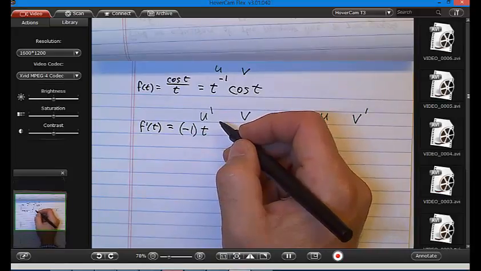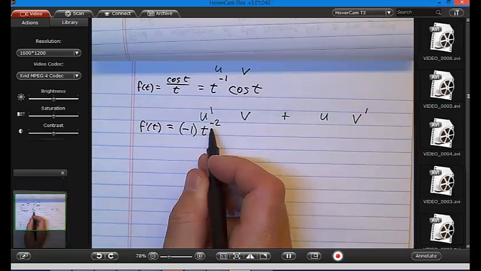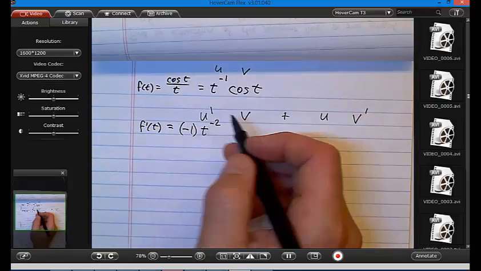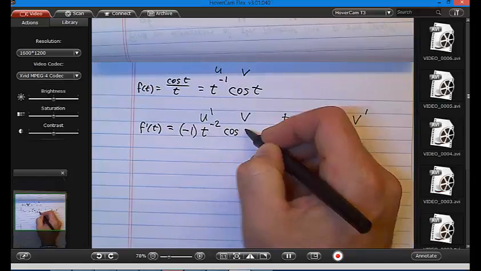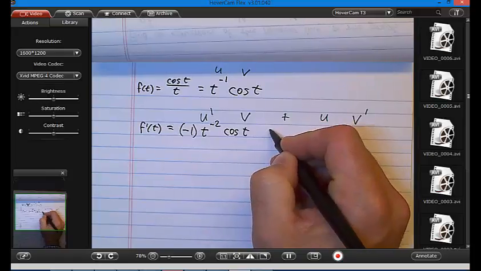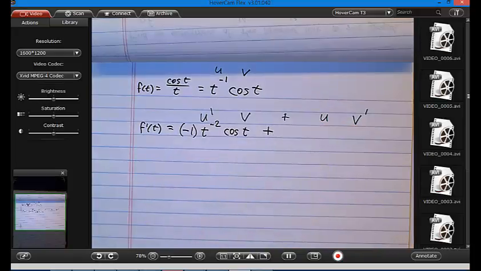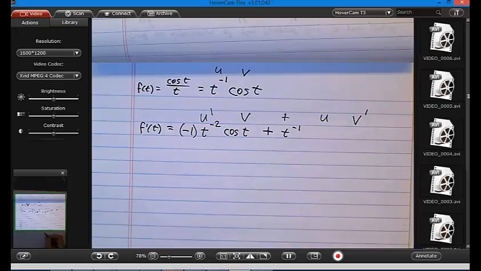and now how about u v prime? Well, let's see. u would be t to the negative 1, right? Times v prime. Do you guys know the derivative of the cosine function? It's negative sine. We did it on that group work using that identity that Mike was talking about, right? So look at that big mess. That is the derivative, okay?